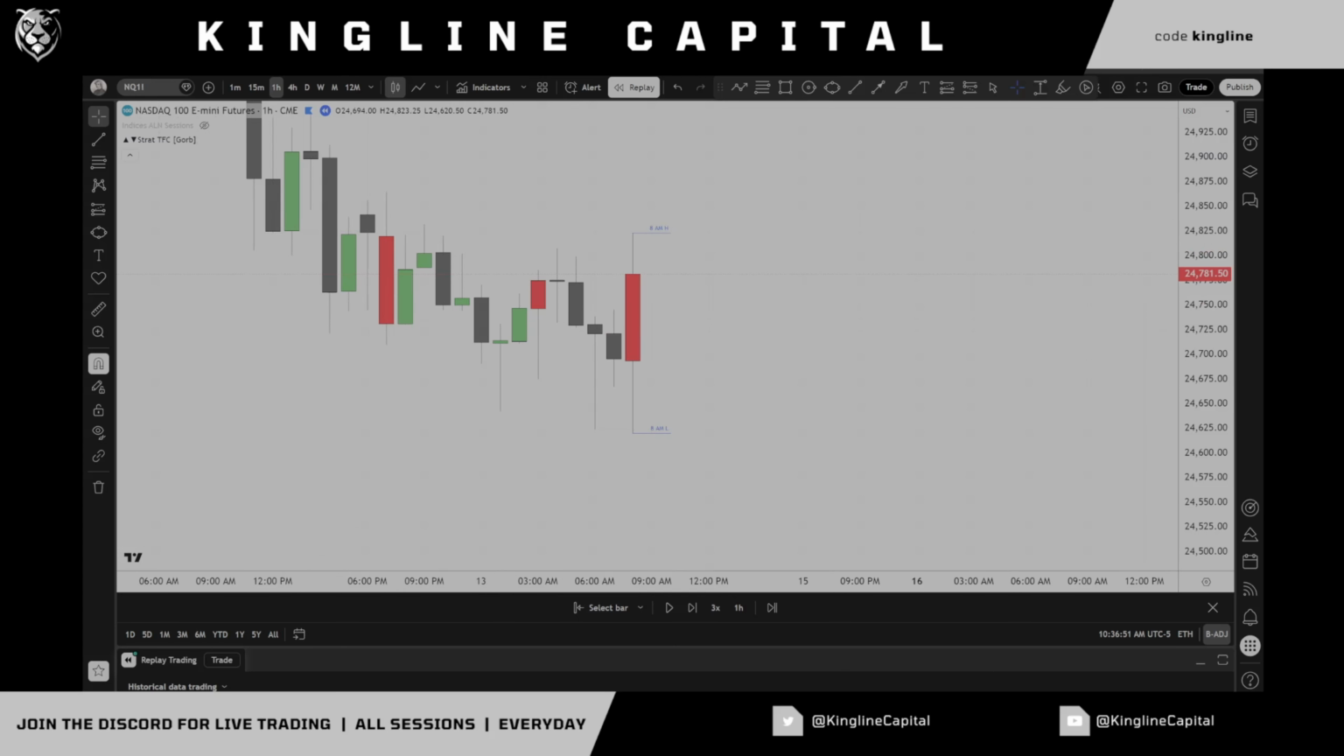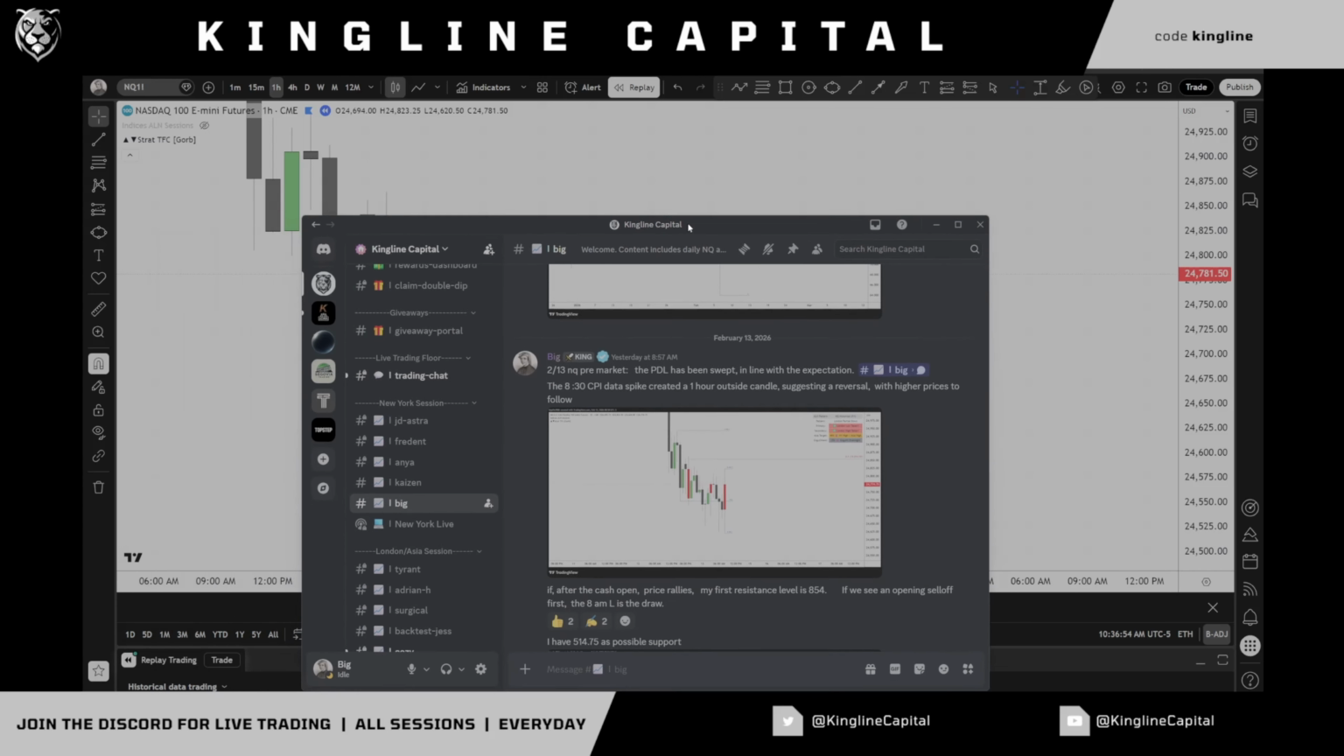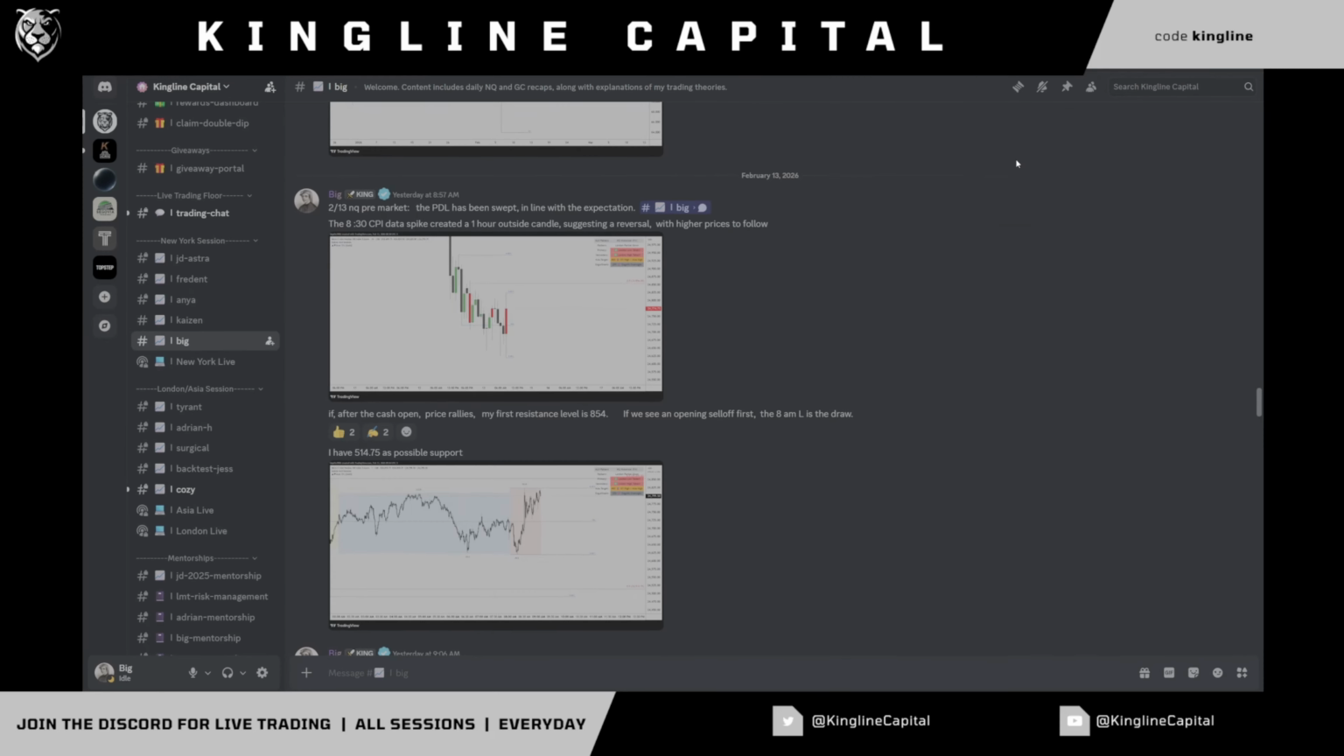So it's about a half an hour before the cash open, and I want to go back to my channel because I posted this on the 13th for my pre-market. I said the previous day's low has been swept in line with the expectation, and the data spike created a 1 hour outside candle suggesting a reversal with higher prices to follow.